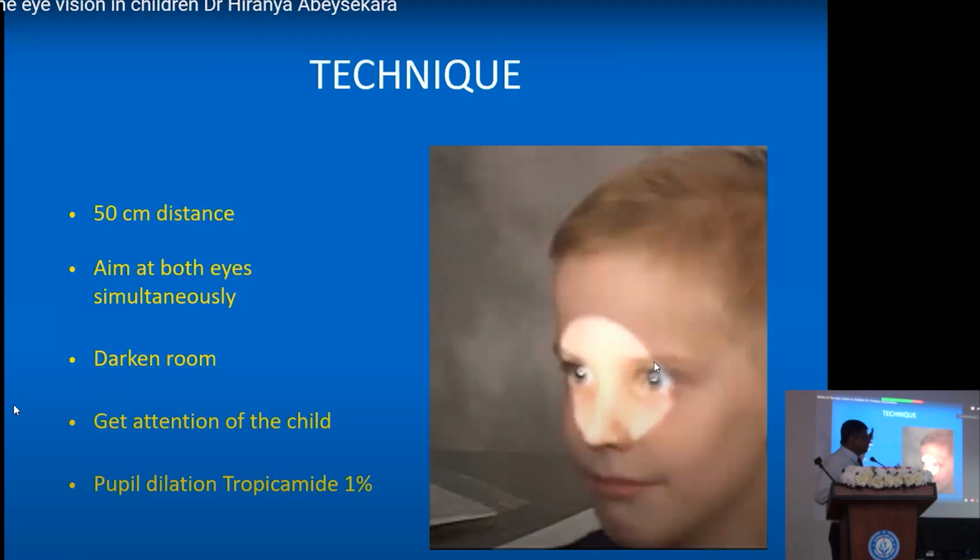You can ask the parent to walk back and distract the child to a distant place. In desperate situations, you can dilate the pupil with tropicamide, but in general practice, I would not advise you to dilate the pupil. But what we do is we anyway dilate the pupil to examine the fundus, right?